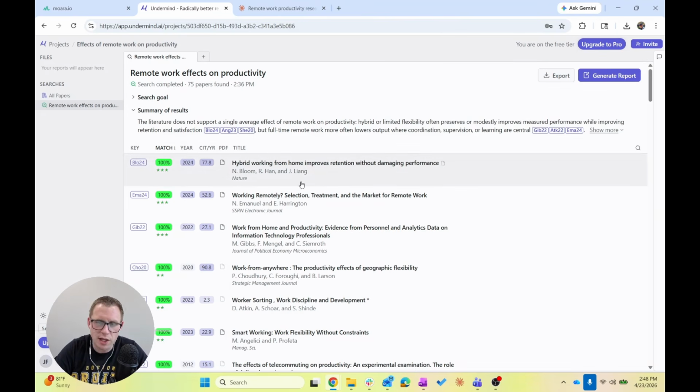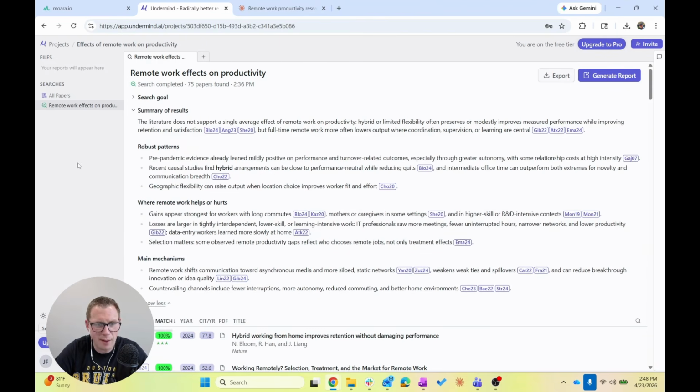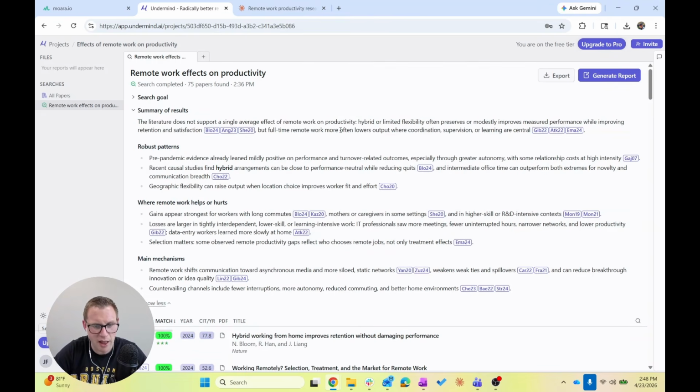Now, the issue with a lot of these tools is that many of the features that exist are dependent on those papers. So we have a summary, for example. What I'd like to do is read the first line of this summary just to continue to get educated at the high level. The literature does not support a single average effect of remote work on productivity. Hybrid or limited flexibility preserves or modestly improves measured performance while improving retention and satisfaction, but full-time remote work more often lowers output where coordination, supervision, or learning are central.